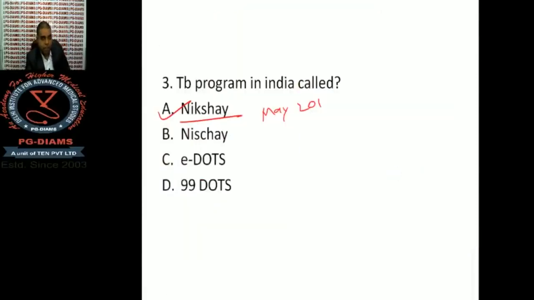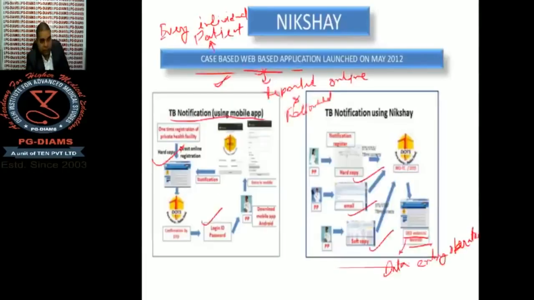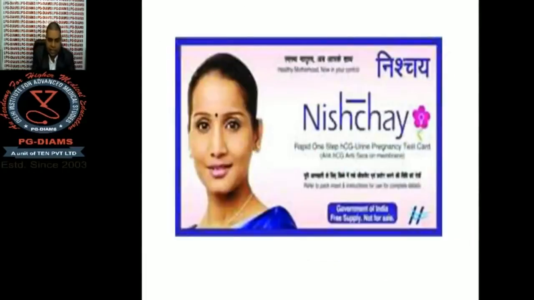Okay. Now the second is NISCHA. What is NISCHA? NISCHA is a kit to detect pregnancy, and it is used by ASHA. Okay, this is NISCHA kit. Okay, in NISCHA what they do is the rapid one-stop HCG urine pregnancy test card. HCG is, you all know, human chorionic gonadotropin.